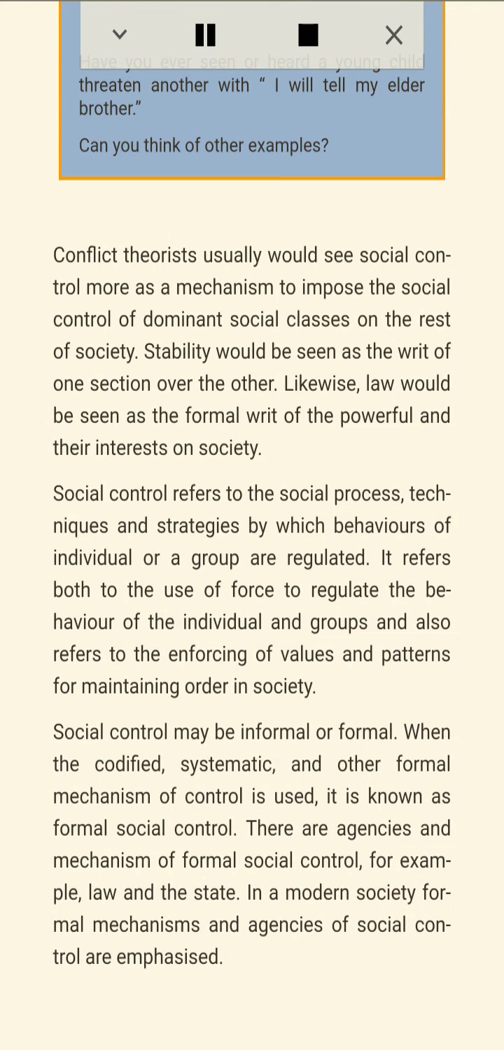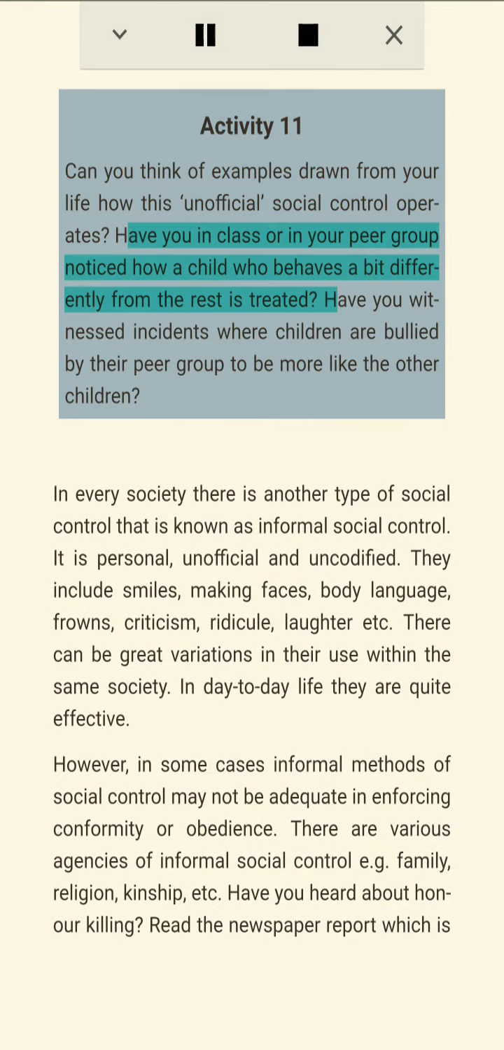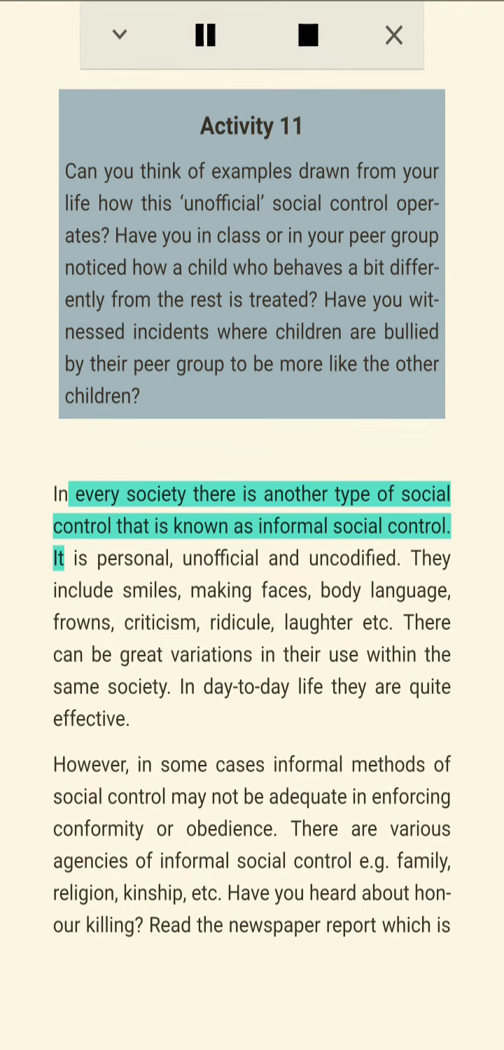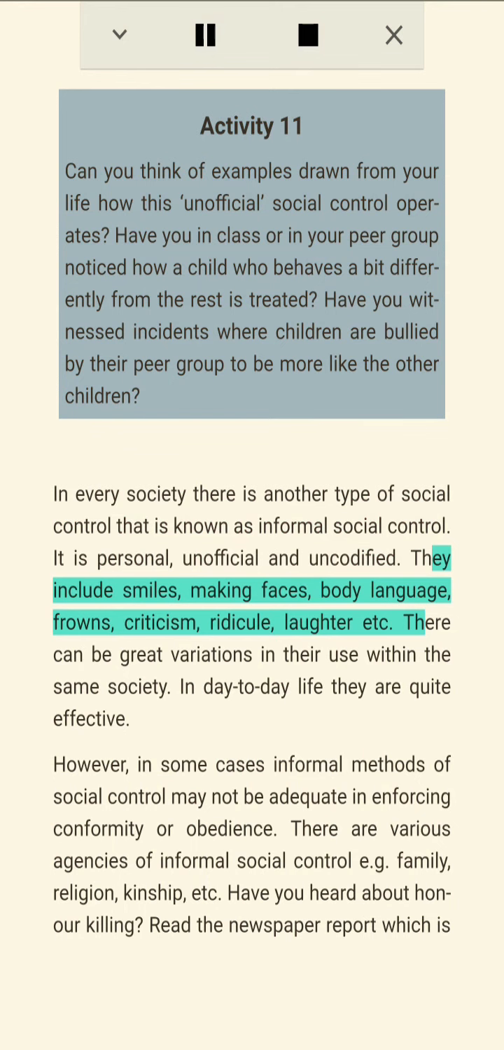Activity 11. Can you think of examples drawn from your life how this unofficial social control operates? Have you in class or in your peer group noticed how a child who behaves a bit differently from the rest is treated? Have you witnessed incidents where children are bullied by their peer group to be more like the other children? In every society there is another type of social control that is known as informal social control. It is personal, unofficial and uncodified.